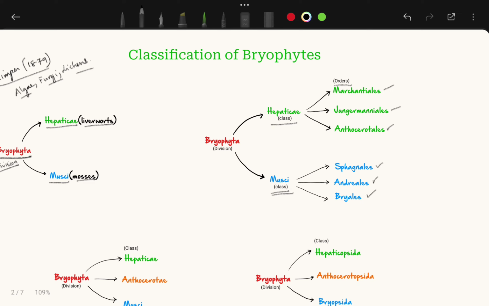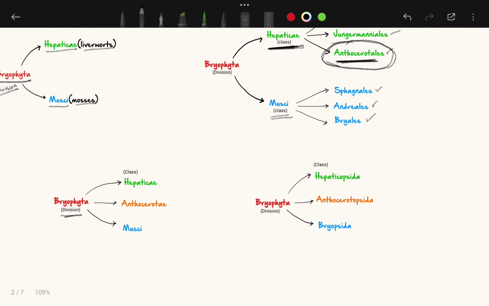Alright, but some of the bryologists considered Anthocerotales to be different from the class Hepaticopsida. They also argued that the order Anthocerotales should be given a new class. Since it was different from Hepaticopsida, they argued that this should have a separate class on its own. And later, the division Bryophyta was divided into three classes: Hepaticopsida, Anthocerotopsida, and then Musci.